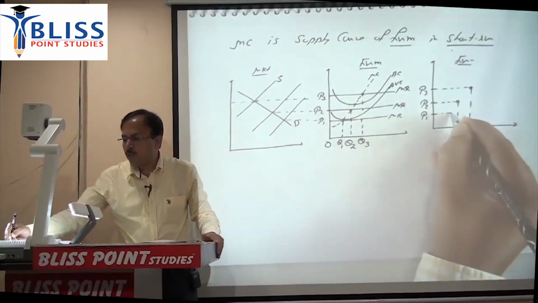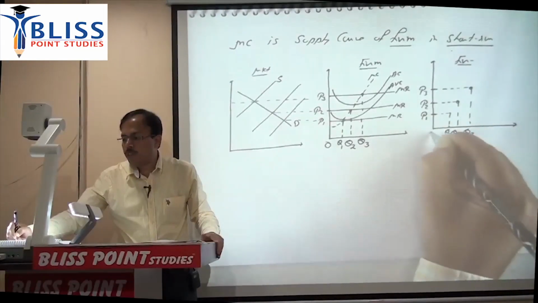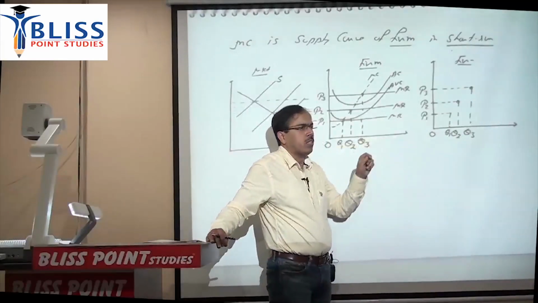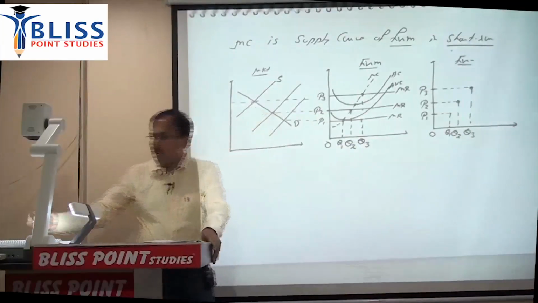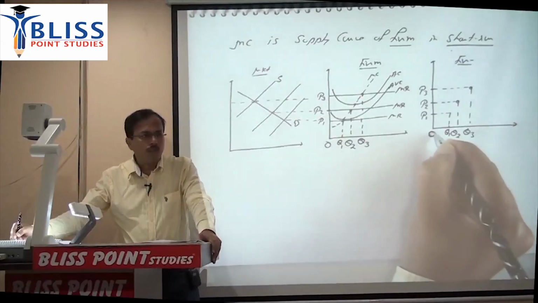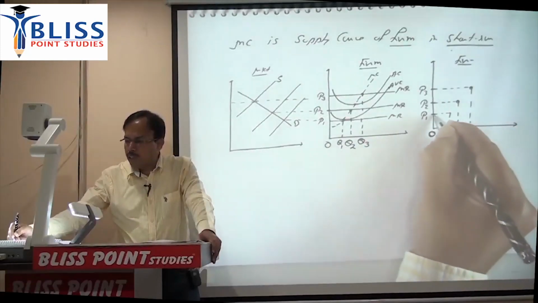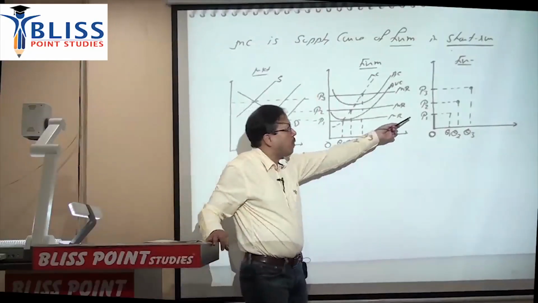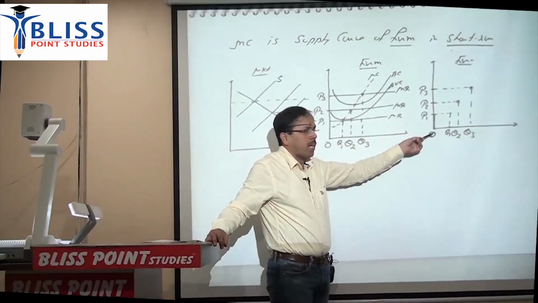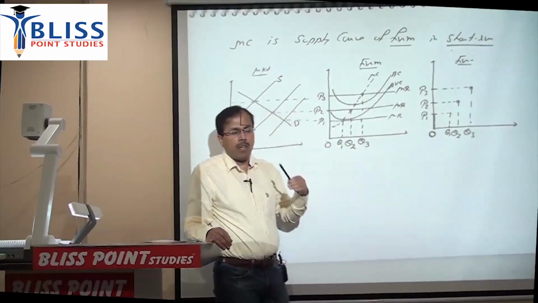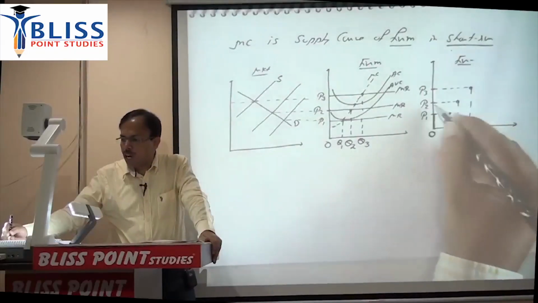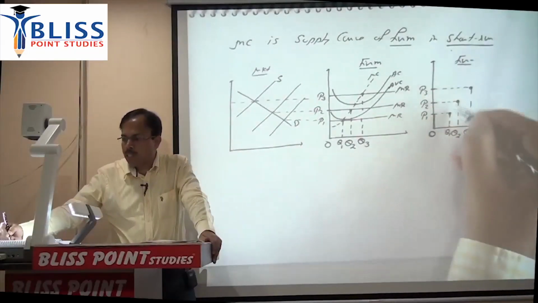So if you have to determine, then you have to determine only till price P1. At price P1 firm may produce quantity Q1 or firm may shut down, but at any price lower than P1 there will be no production. No production means zero quantity. So at any price lower than P1, supply curve is coinciding with the vertical axis. At any price lower than P1 there will be no supply, but at any price P1 or more, at P1 supply is Q1, at P2 supply is Q2, at P3 supply is Q3.